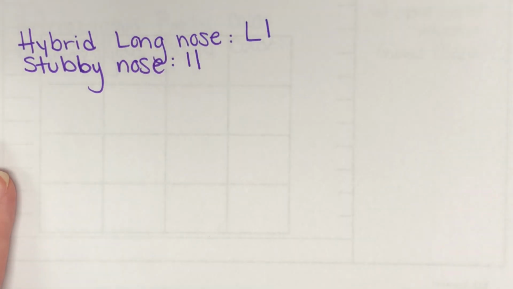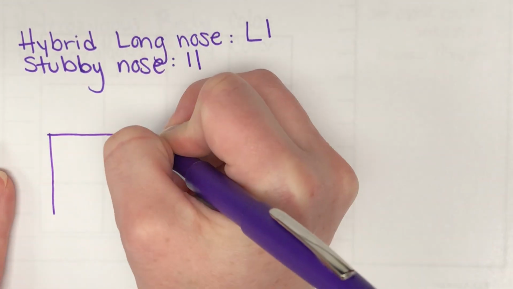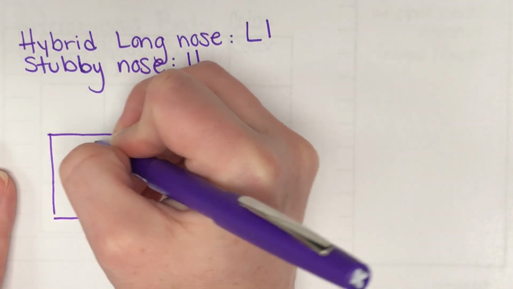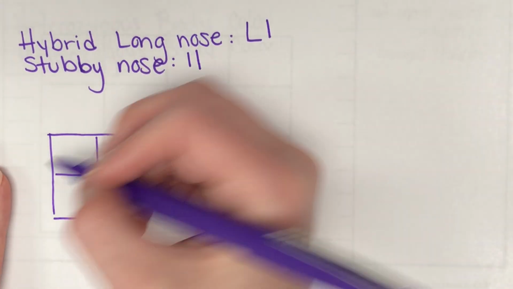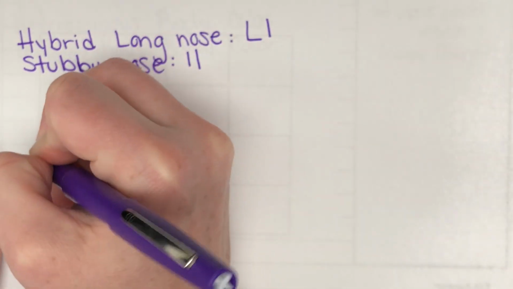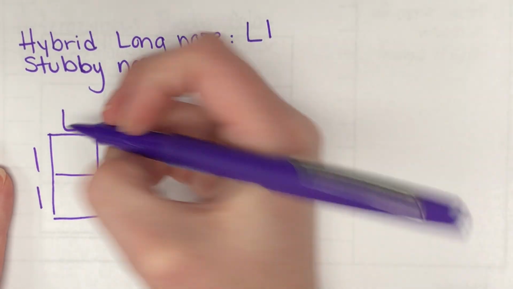I've identified our genotypes of the parents. So I'm going to create my box. That's step 2. I'm going to put one parent on top, one on the side. Okay, again, down and then across.